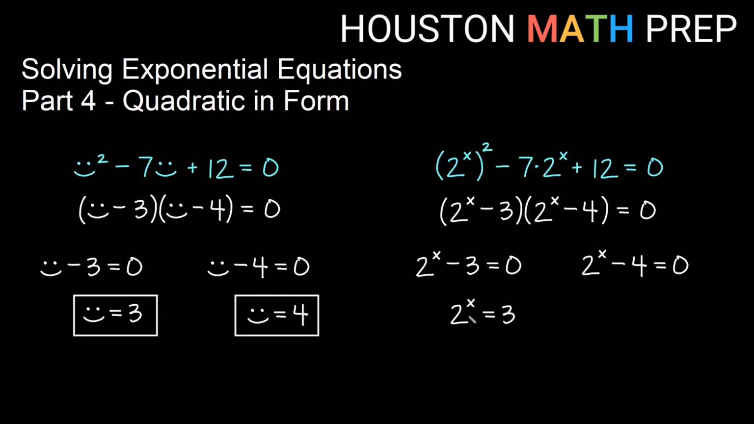The opposite operation of base 2 exponential in math, remember, will be a log base 2. So we take the logarithm base 2 of both sides, and we get that x is equal to log base 2 of 3 for this one.